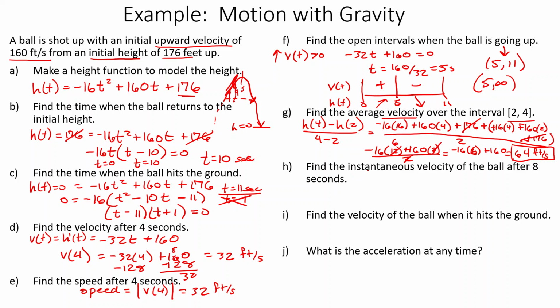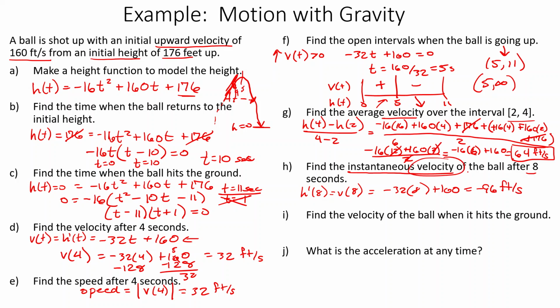Find the instantaneous velocity after 8 seconds. Well, that just means h prime of 8, or v of 8. So v, I believe, was right here. So we get negative 32 times 8 plus 160. Let me throw that in the calculator. Negative 32 times 8 plus 160 gives us negative 96. All right, so that's our velocity.